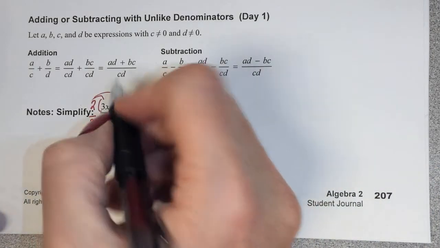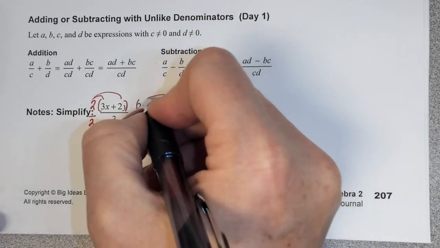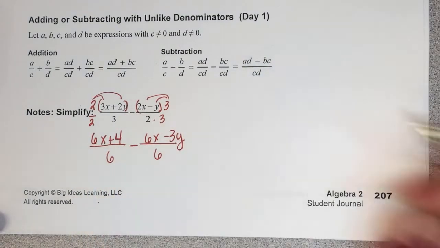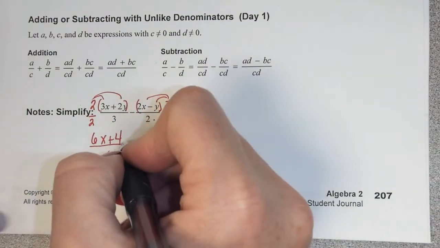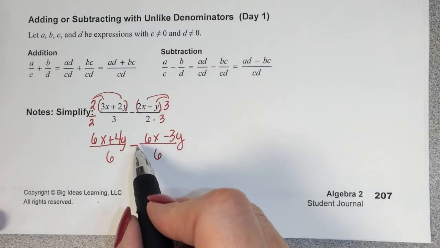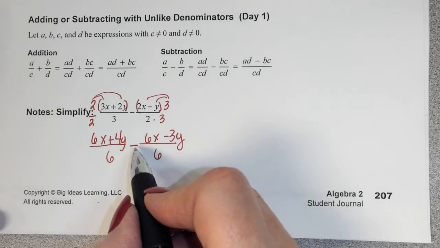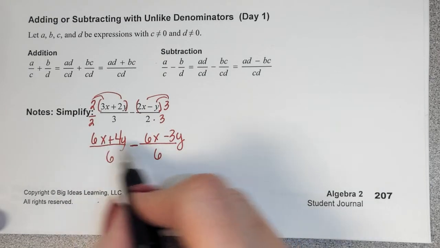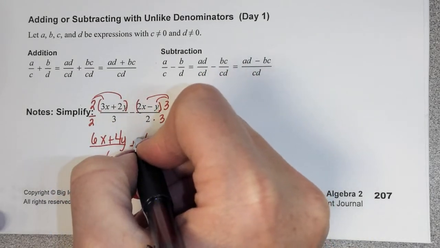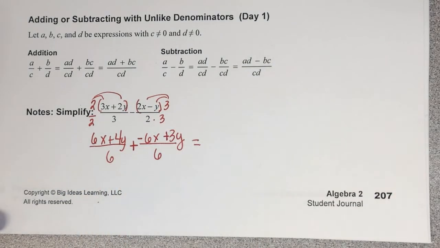When I distribute this, I'm going to get 6x plus 4. When I distribute this, I'm going to get 6x minus 3y. Now this should have a y on it. All right, so now, though, I'm subtracting. When you're subtracting, you can just change the signs and add. So instead of thinking of it like this, I'm going to change this to a plus, which means this is now going to be a negative and this is now going to be a positive when I do that.